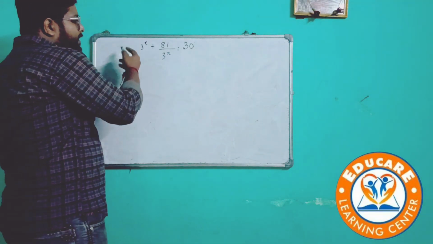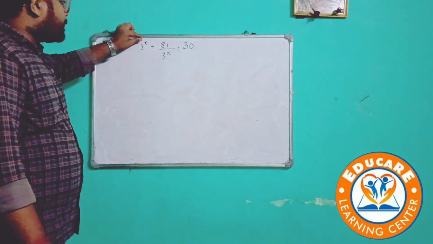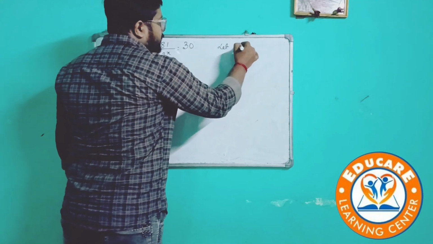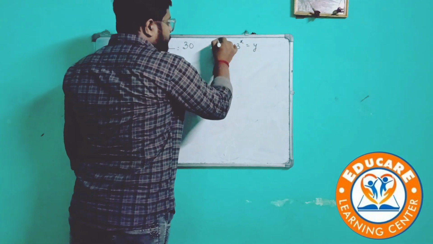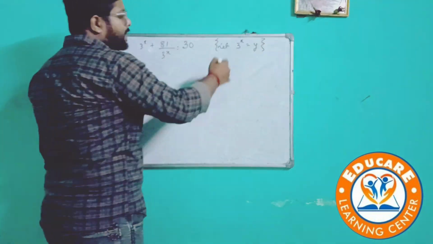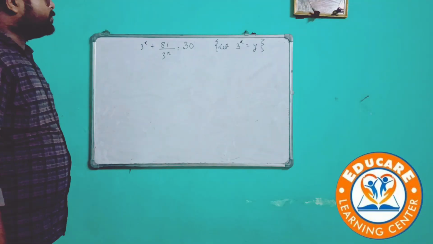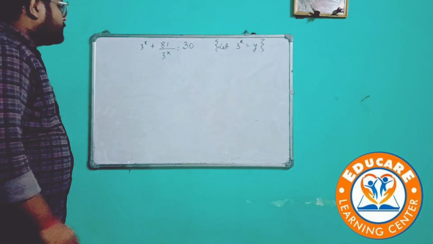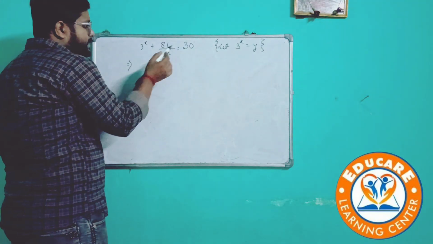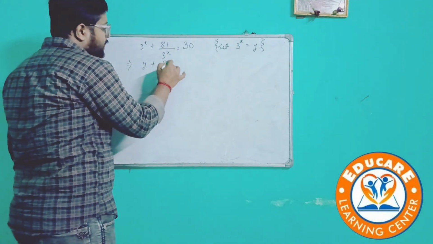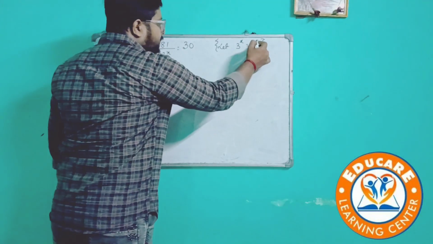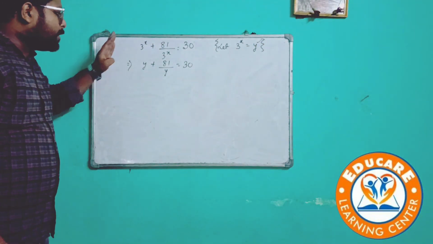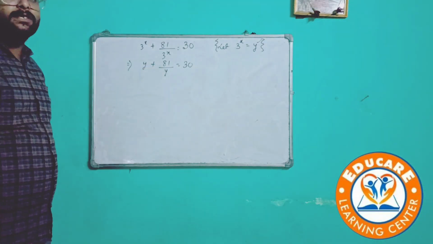Now for solving this kind of sums where a power is included, you need to assume 3 to the power x is equal to y. So what we will do? We will put 3 to the power x is equal to y in the equation, and we will get y plus 81 by y, because in place of 3 to the power x we can write y again, that gives us 30. So our equation has come down to y plus 81 by y is equal to 30.